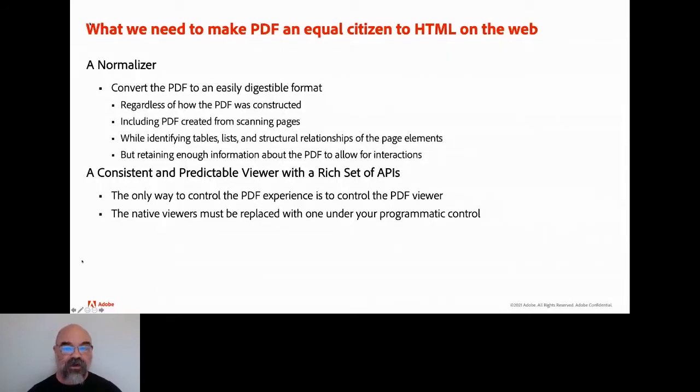So as I mentioned earlier, Extract API doesn't care how that PDF file was created. It could be created all digitally, or it could have been scanned in. It'll still give you that same structured output, regardless of where that PDF file originally came from. It's also able to identify tables, lists, and the structural relationships of the elements on the page.